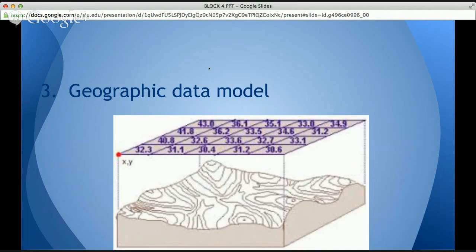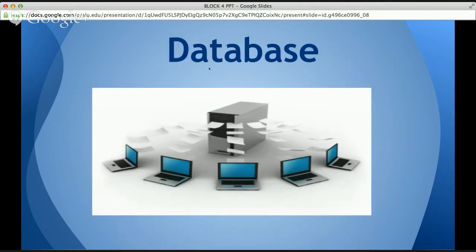And the geographic data model is a data model in geographic information systems. It is a mathematical construct for representing geographic objects or surfaces as data. The next topic I want to talk about is the database.